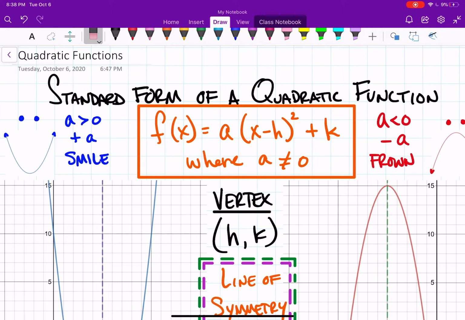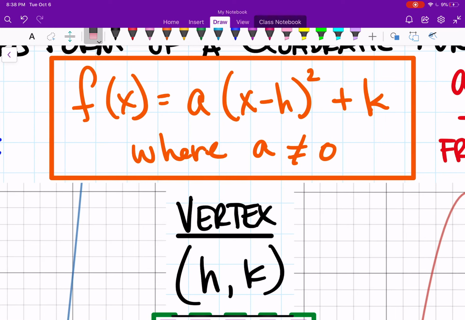All right? Now, don't forget f of x is also y, right? So it's the same thing as saying y is equal to a times the quantity (x minus h) squared plus k. I'm hoping that this kind of brings back some transformation stuff for you. However, we're not actually doing the transformation itself. We're actually going to deal with the pieces and talk about those, all right?